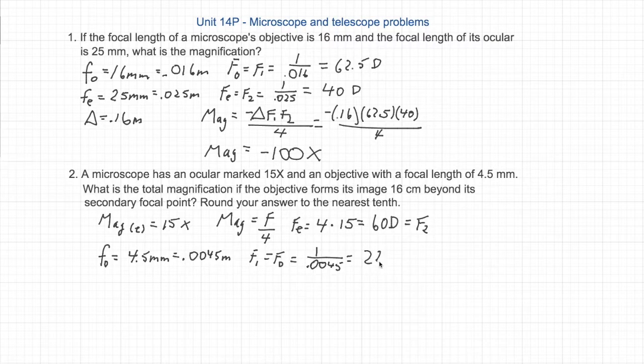And we find that f1 equals 222.2 diopters. The optical tube length is 16 centimeters. It's given. The optical tube length is the distance between the secondary focal point of the objective and the primary focal point of the ocular. So we'll plug in our numbers into the magnification formula.